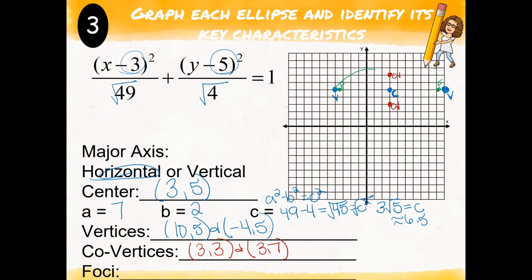I'm also going to connect my dots, so don't forget to do that. Ooh, jeepers, Marsh, connect the dots better. There we go. Now, my foci. This is a little weird to write them.